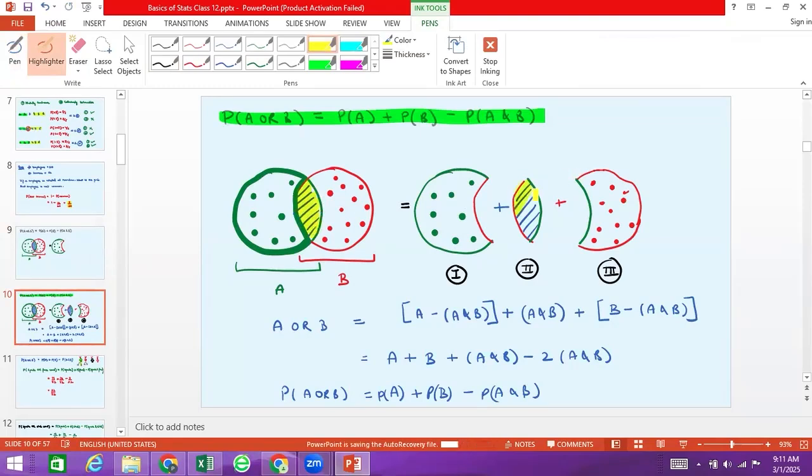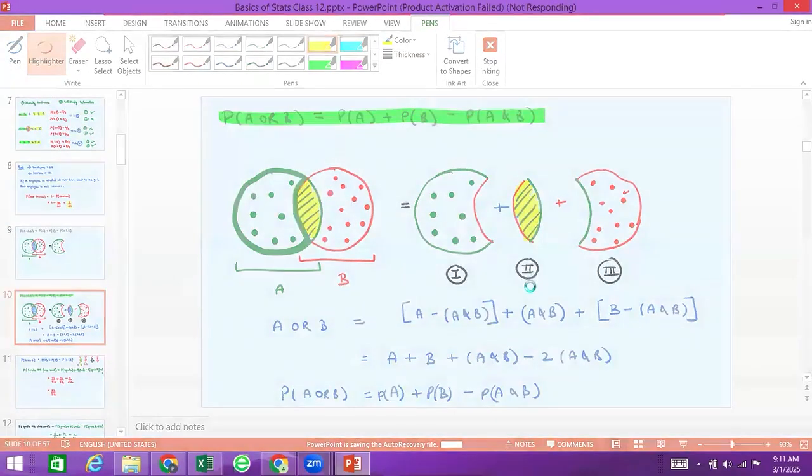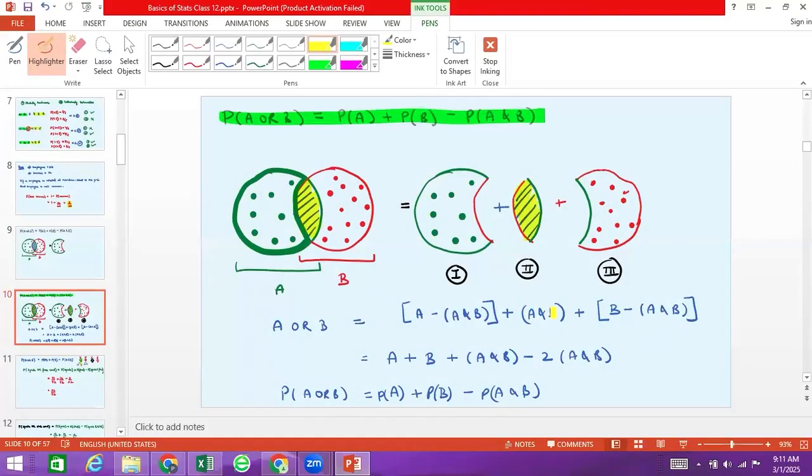Okay. So what is this overlap called? The overlap will be called A and B. And what is the third part? Third part is nothing but the whole B minus A and B, right? So the first part is A minus A and B. Second part is A and B. Third part is B minus A and B. Okay. And if I rearrange this, it will become A plus B plus A and B, right?